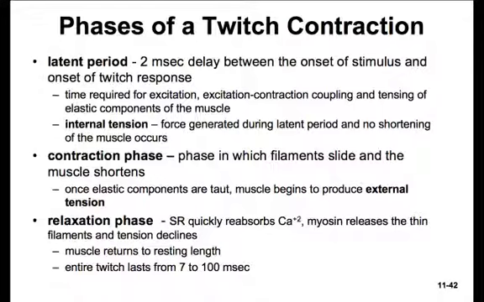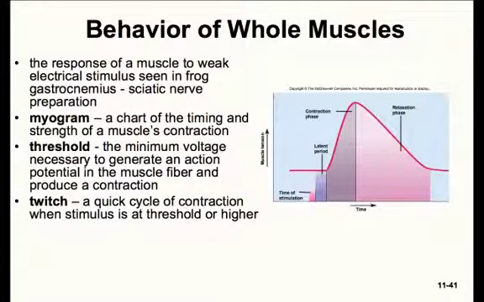And the actin and myosin filaments slide across each other and the muscle shortens. During relaxation, the sarcoplasmic reticulum quickly reabsorbs the calcium, the myosin releases the thin filaments, and the tension declines. The muscle is going to return to its resting length. The entire twitch lasts from only 7 to 100 milliseconds. It's very fast. Here we can review again each of the phases.